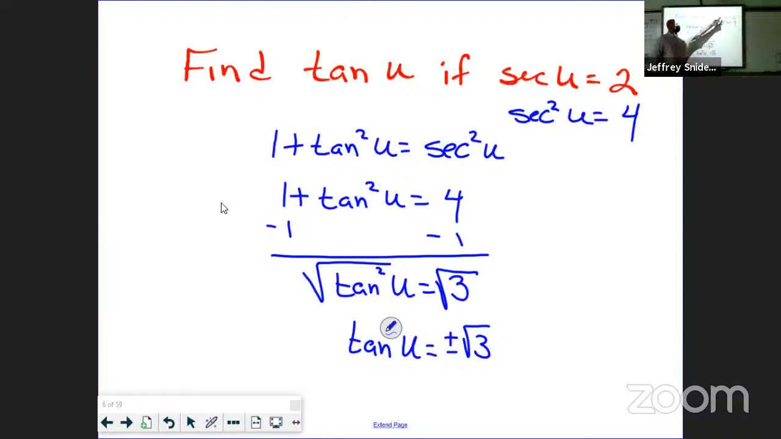Now, what do I know? If the secant is positive 2, what two quadrants am I possibly in? 1 and 4. That's why in quadrant 1, the tangent will be positive. In quadrant 4, the tangent would be negative. Okay, so we used a trig identity to help us figure this one out. That's another way we use trig identities.